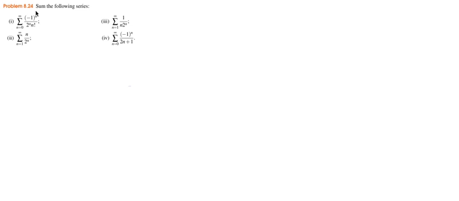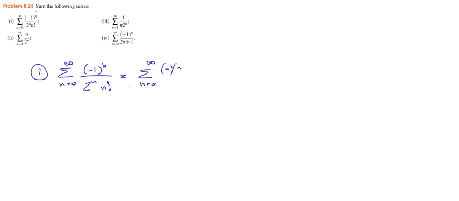Problem 8.24, sum the following series. Okay, so in this case we want to identify this series with some Taylor series that we know, and see if we can get the value of the sum. So this is the sum from n equals 0 to infinity of minus 1 over 2 to the n divided by n factorial.